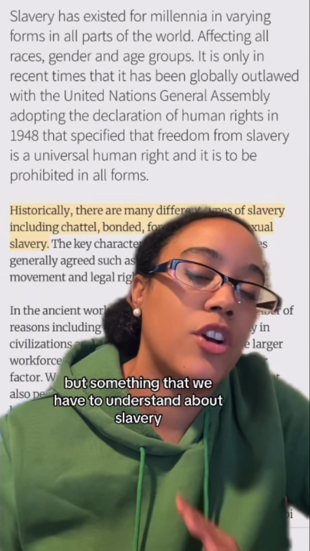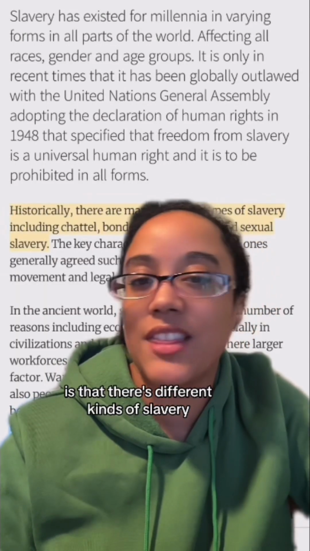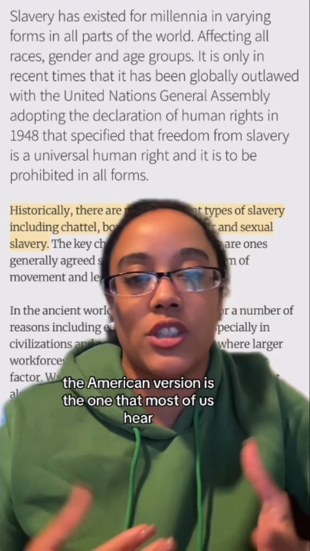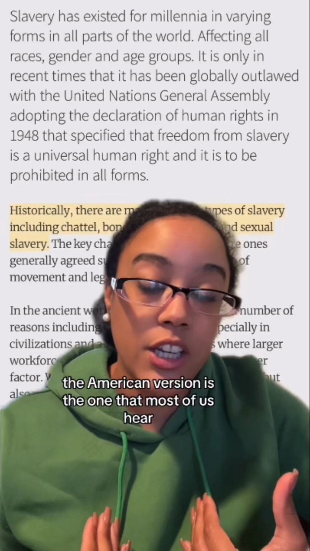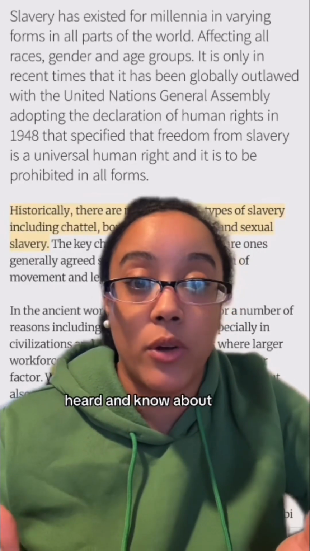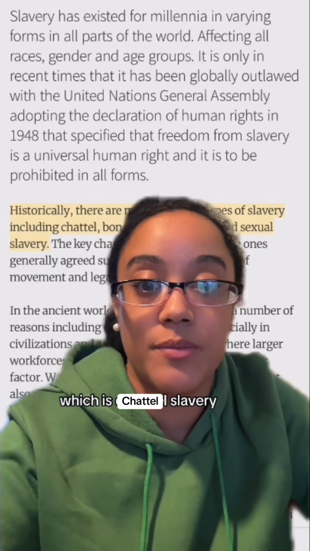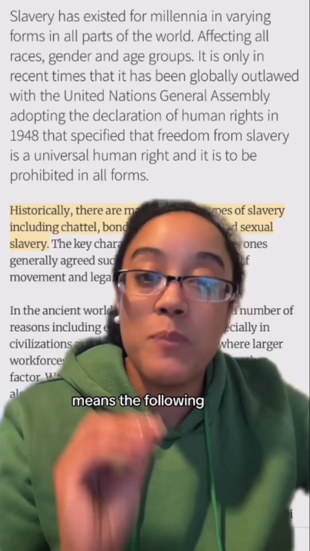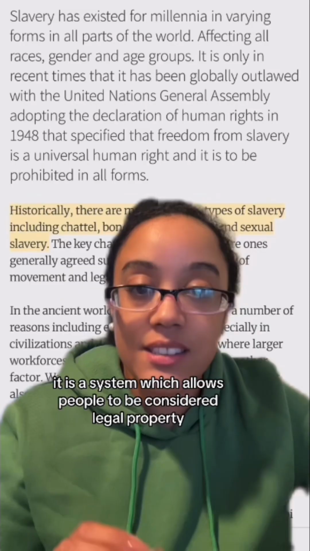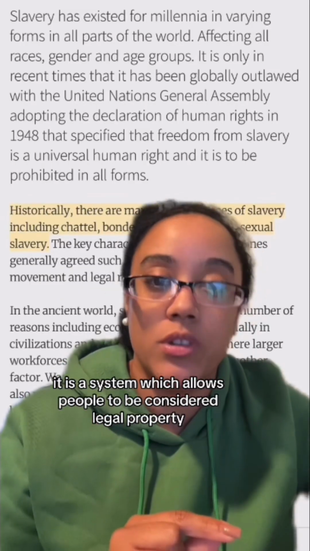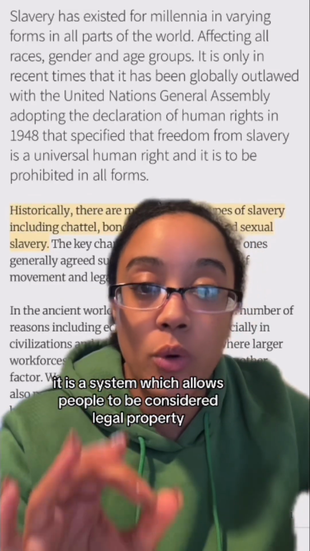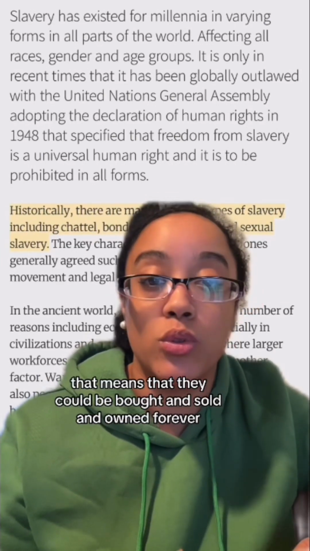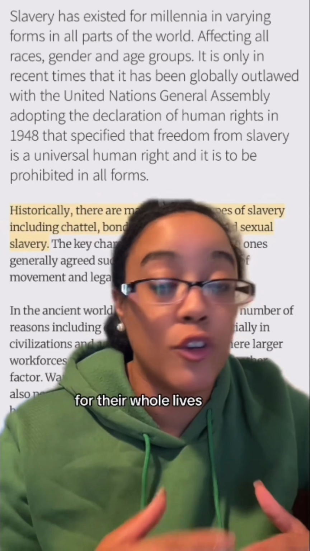But something that we have to understand about slavery is that there are different kinds of slavery. The American version is the one that most of us here have heard and know about, which is chattel slavery. This form of slavery, chattel slavery, means the following: it is a system which allows people to be considered legal property. That means that they could be bought and sold and owned forever, for their whole lives.